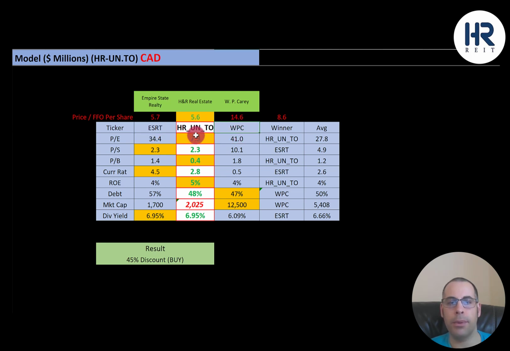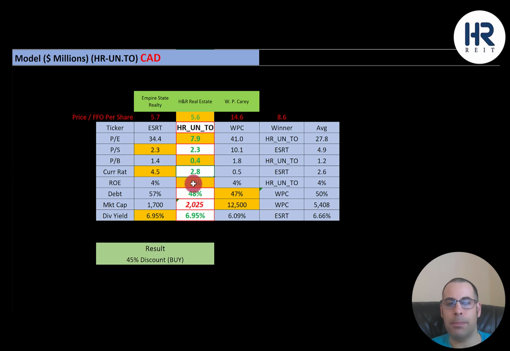And if H&R has a number in green, they're better than the average. If they have a number in red, they're worse than the average. So they're better in just about every category. They have the best price over funds from operations per share. They're much better in PE. They're much better in price to sales. They have the best price to book. They have a good current ratio.